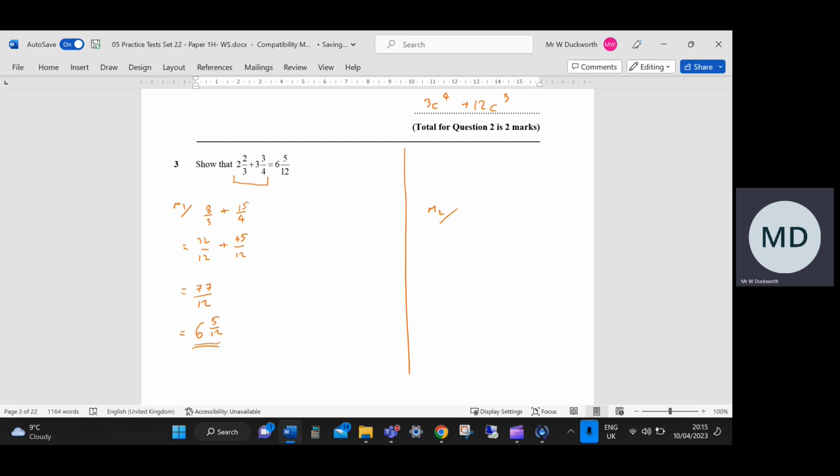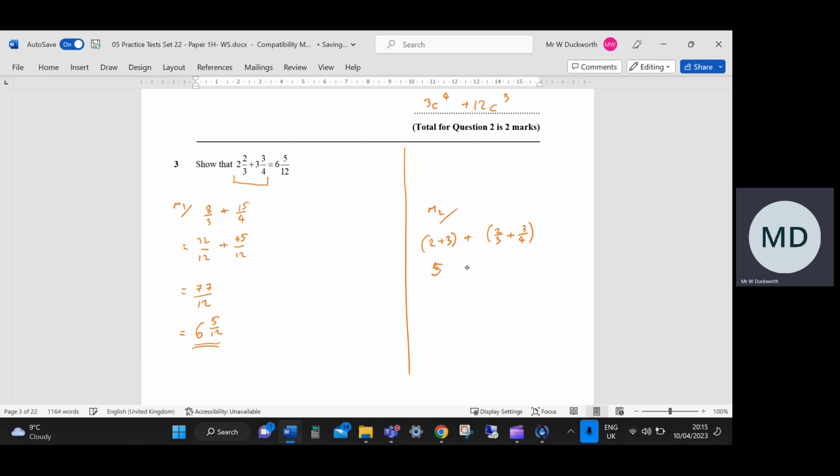So the second method that I tend to use a bit more often, the theory behind it is slightly more complicated, but the maths is much more straightforward. So what I'm going to do is split these into number parts and fraction parts. So I'm going to treat it as 2 plus 3, and my fraction part is 2 over 3 plus 3 over 4. And then 2 plus 3 is obviously 5, is my number part for now.